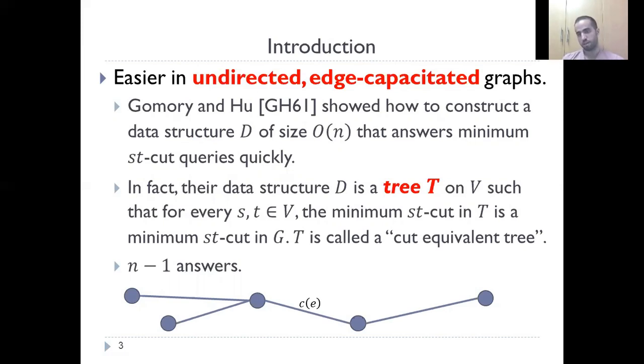In fact, their data structure is a tree T on the same set of nodes as the given graph, so that the minimum s-t cut in the tree is also a minimum s-t cut in the graph. We can already see that the number of distinct answers is n minus 1.